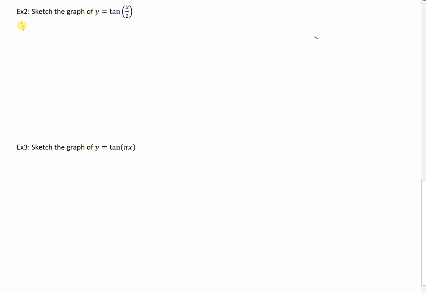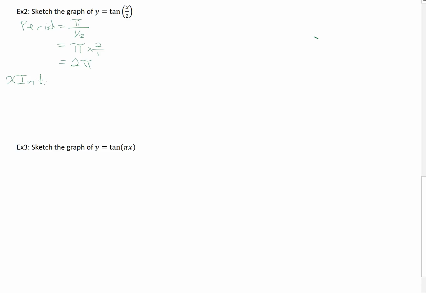So my period here, well that's pi over 1/2, which again, when I'm dividing by a fraction, that's multiplying by the reciprocal. So now the period's going to be 2 pi. So it's going to take twice as long, or you can think of it as half of the graph is shown within the typical period. So that's our period. The next thing we want to consider are our x-intercepts.